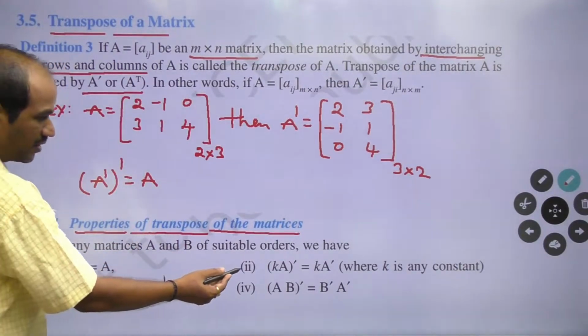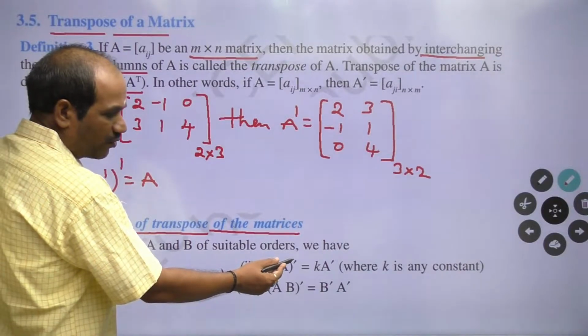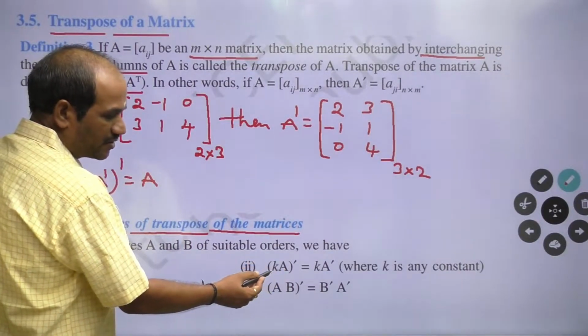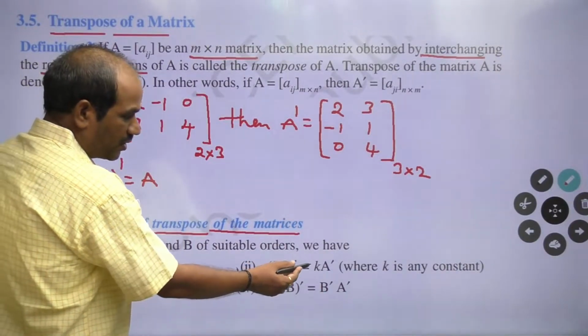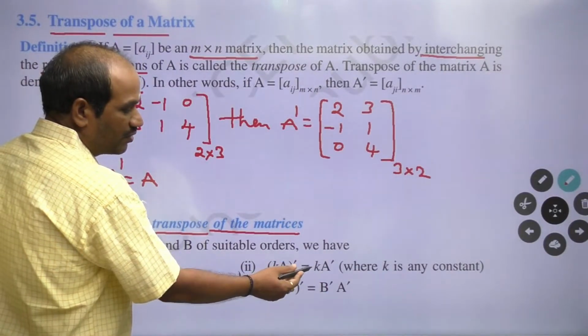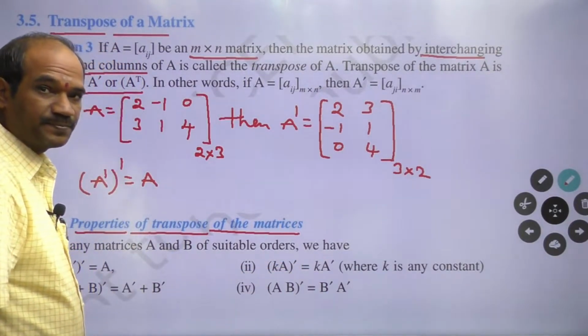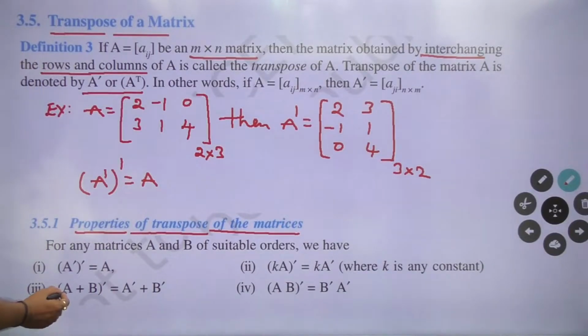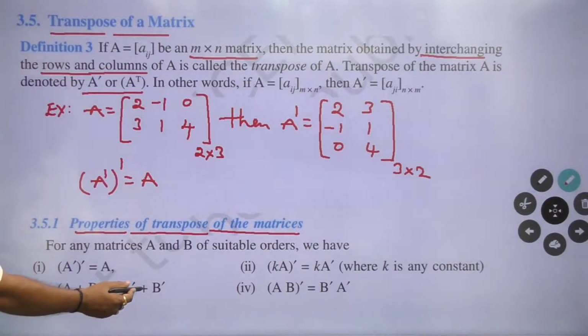The second one is K into A whole dash, where K is a scalar, equal to K into A dash. The third is A plus B whole transpose is equal to A transpose plus B transpose.